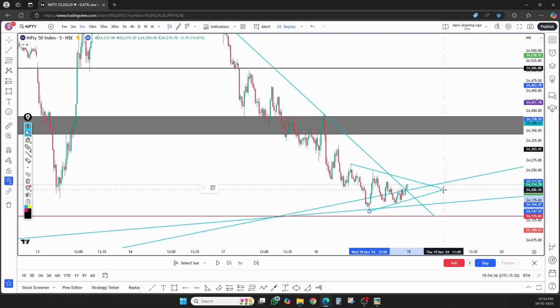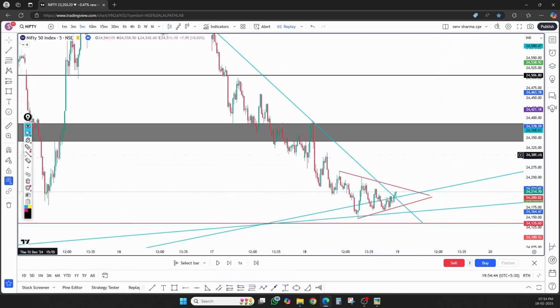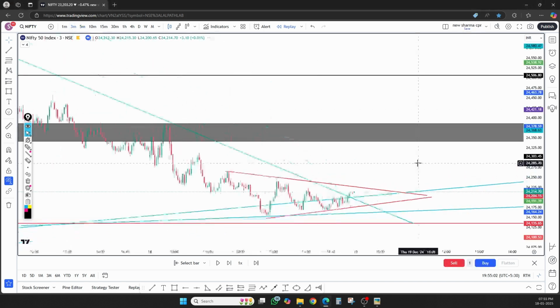If you wish, you can draw an inverse falling flag pattern, likely if the trend is negative. Now a breakout on either side will give a good move, and we have nearby support and resistance, so we look forward to it. Now 3 minutes.